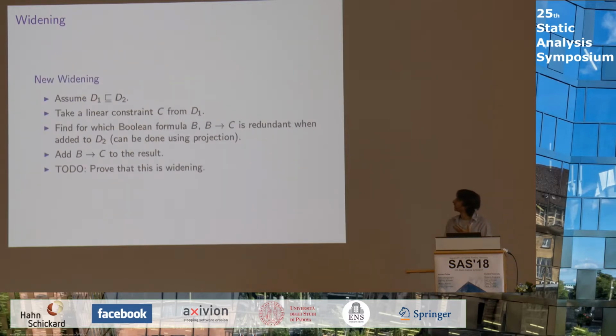Now, how do you lift it to Booleans? Well, you take the linear part of some constraint in D1, and you ask: for which Boolean formula B is "B implies C" redundant in D2? There's more than one approach to this, but one way to do it is using projection. The paper describes it in more detail. I guess it's just a nice exercise.